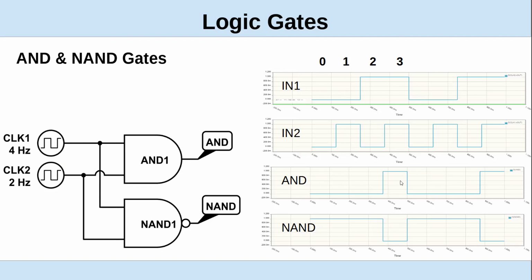So the AND gate is true when both of the inputs are true, or equal to 3 in this case, or octal 3, or hexadecimal 3. The NAND gate only goes false when both inputs are true. So it's just the inversion of an AND gate. Clear?